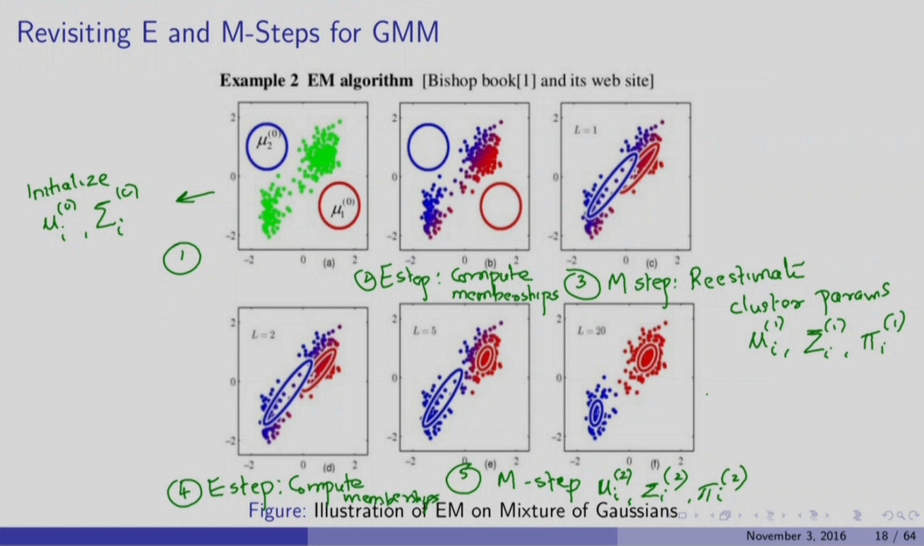You keep doing this till you find that the parameters have converged. So apparently by the 6th step, parameters seem to have converged. In fact, parameters and memberships both seem to have converged. In the next session, we will generalize the EM algorithm beyond Gaussian mixture models and then revisit the Gaussian mixture model as a very special case of the EM algorithm. Thank you.